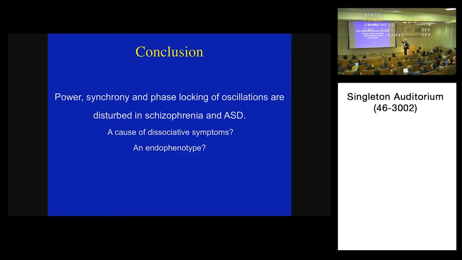So the conclusion from this line of research, which is done by many laboratories now, is that the power, the synchrony, and the phase locking of oscillations are disturbed in schizophrenia, also in autism spectrum disorder, and as we heard today, also in Alzheimer's. It's still an open question whether this disturbance in dynamics is causative for the dissociative symptoms in these diseases, but it can at least be used as an endophenotype. There is now evidence that one can also diagnose those at risk before they have manifest clinical symptoms on the basis of such disturbed dynamics.